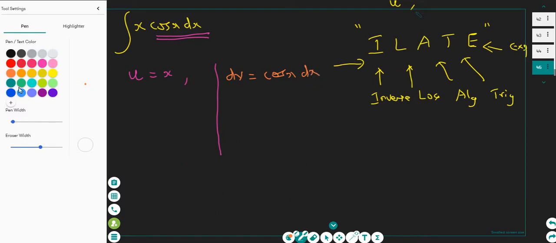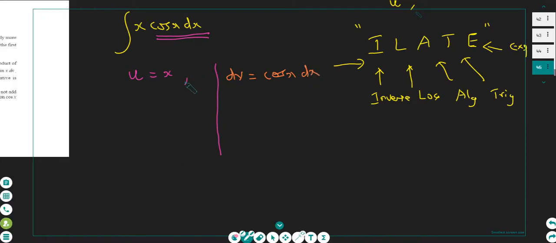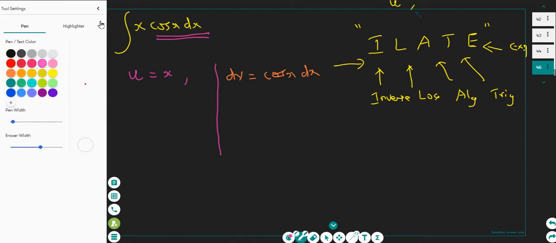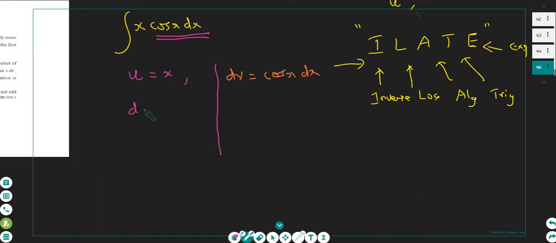Once you have chosen u, you have to differentiate, taking differentiation on both sides. So I will get du equal to dx. I'm taking differentials on both sides, so du equal to dx. Fine, good. Then on the other side you have to integrate.